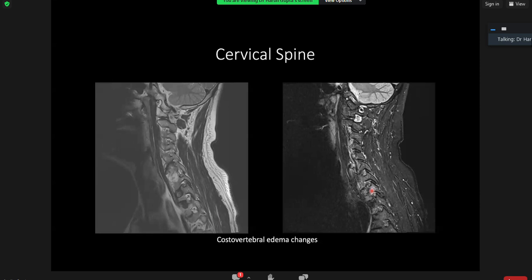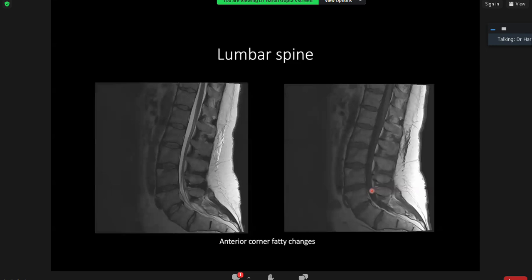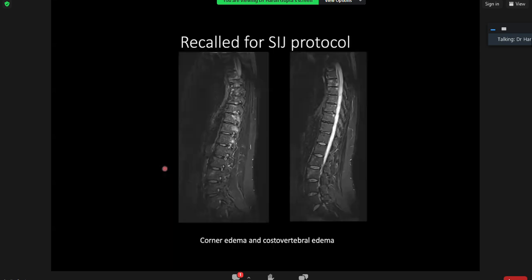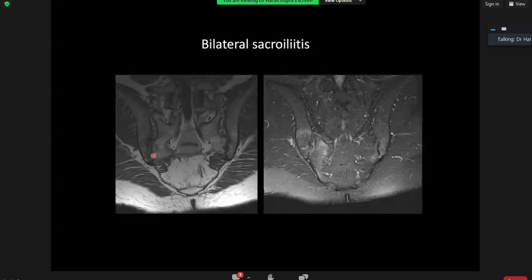A very important finding which should raise the possibility of seronegative spondyloarthropathy. Obviously, sorry, the patient's lumbar spine had fatty changes all over the anterior corners. We get the patient back for SI joint protocol: extensive costovertebral edema, corner edema. It's all over the place, corner here, corner there, and then costovertebral edema. The patient has florid sacroiliitis, seronegative spondyloarthropathy.